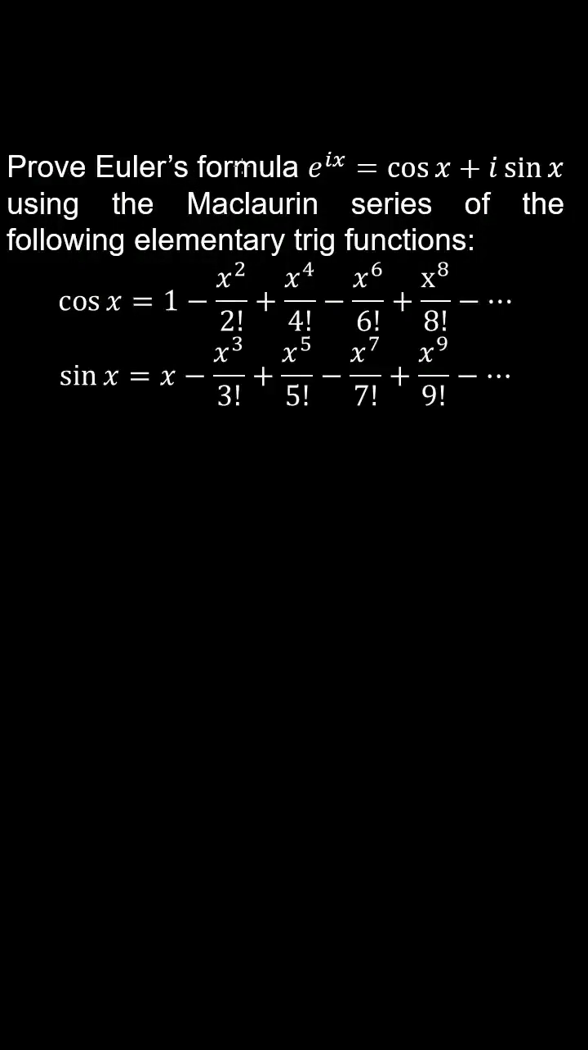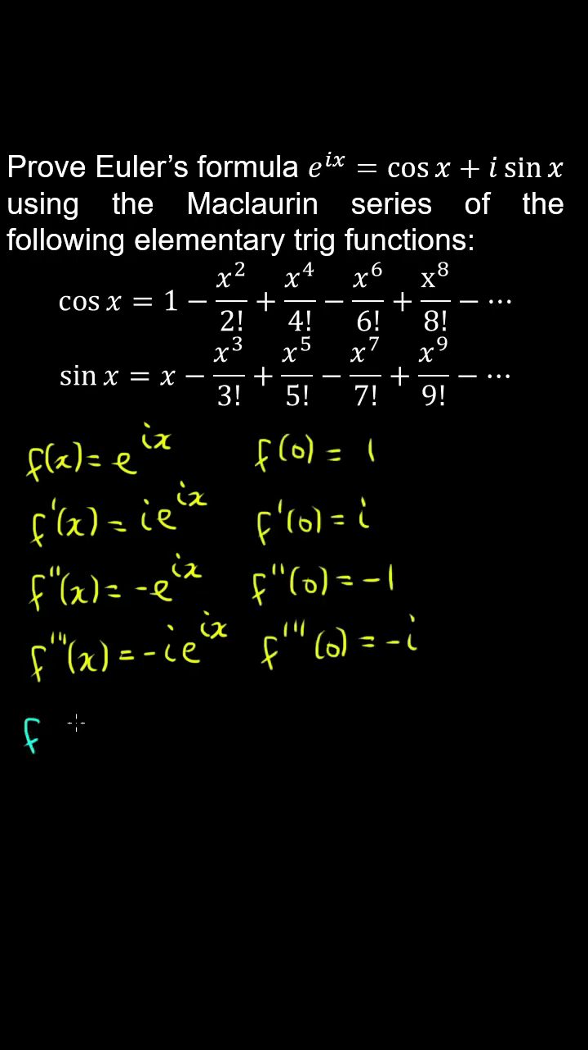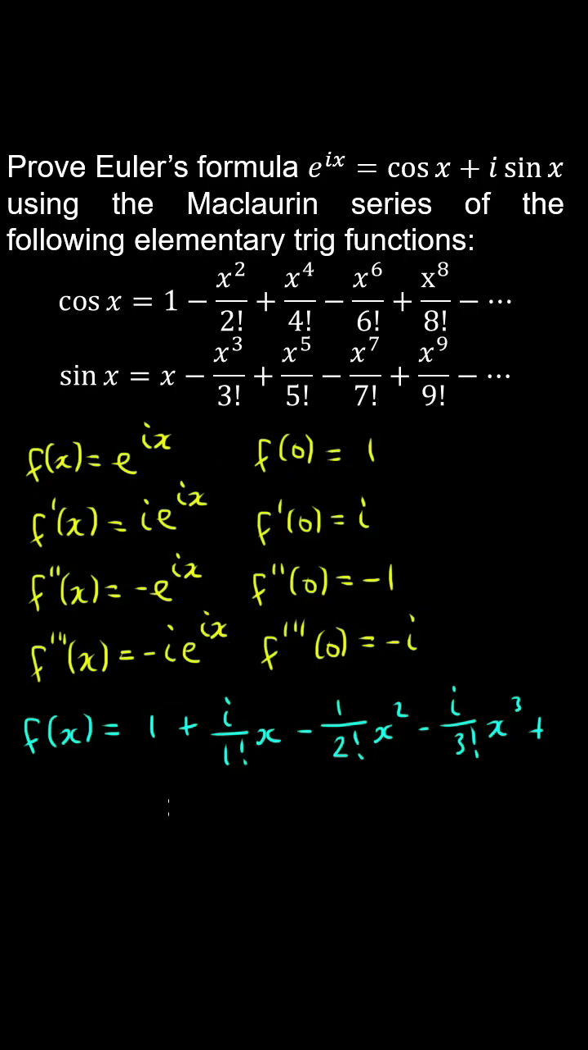Let's prove Euler's formula using the Maclaurin series for the following elementary trig functions. So if we start off with f of x and take the derivatives several times and evaluate these at x equals 0, now we can write out the Maclaurin series. Then taking the next derivative, these derivatives will just keep cycling back and forth. So next we're going to get 1 and then i and so on.